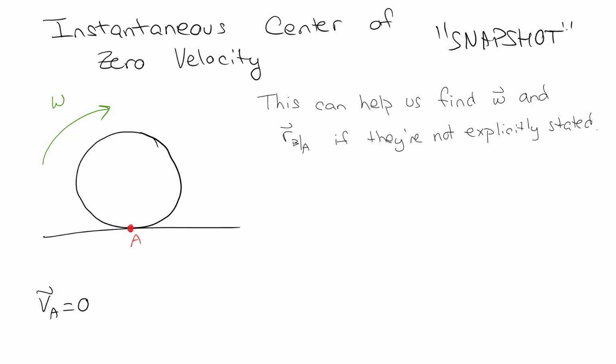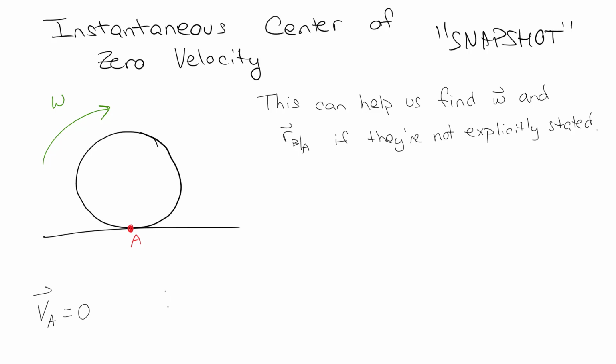At this snapshot, the velocity of A has to be 0 because if the velocity of A wasn't 0, then it would be spinning around its center and not rolling across. Does that kind of make sense? So if A is moving, then that means it's spinning. If A doesn't move, that's what makes it rolling because there's friction right at that exact moment. Okay, so we have the velocity of A is 0 at this instantaneous moment.